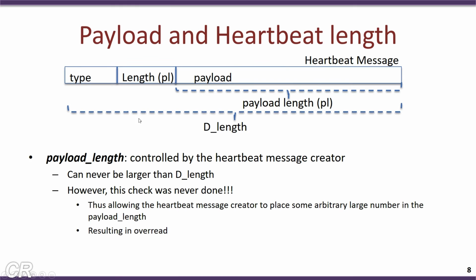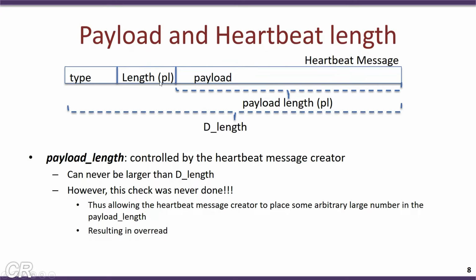So the D length specifies the entire size of the Heartbeat message, including the type, length, as well as the payload. But the length inside the heartbeat message, that is the payload length, just specifies the length of the payload. Now, the payload length, that is this length, is controlled by the creator of the heartbeat message. For example, if the client system is creating the heartbeat message, then the client system can decide on what is the length of the payload.